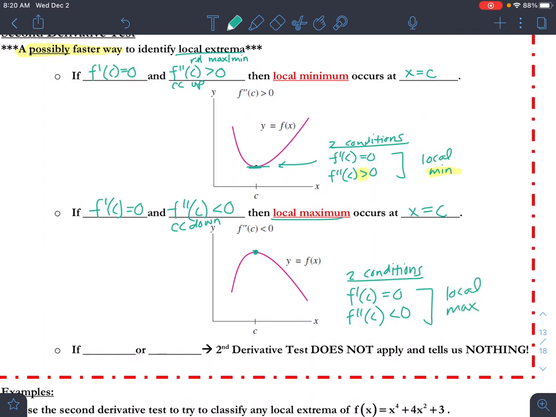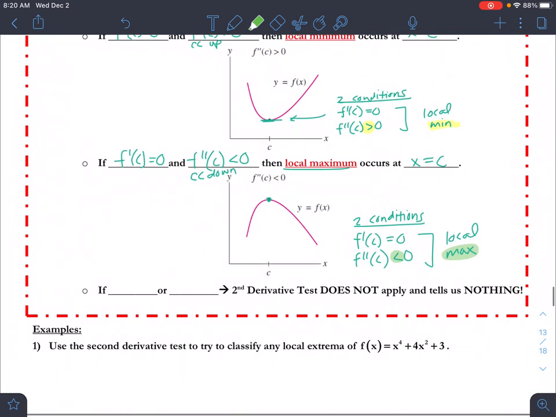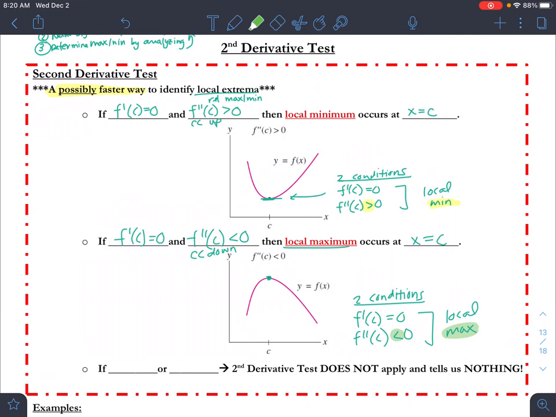Okay, and again, make sure to note here, maximum is going with concave down. So visually it makes sense, but sometimes people get confused with positive and min and then negative and max. All right, so there's your obviously important info.